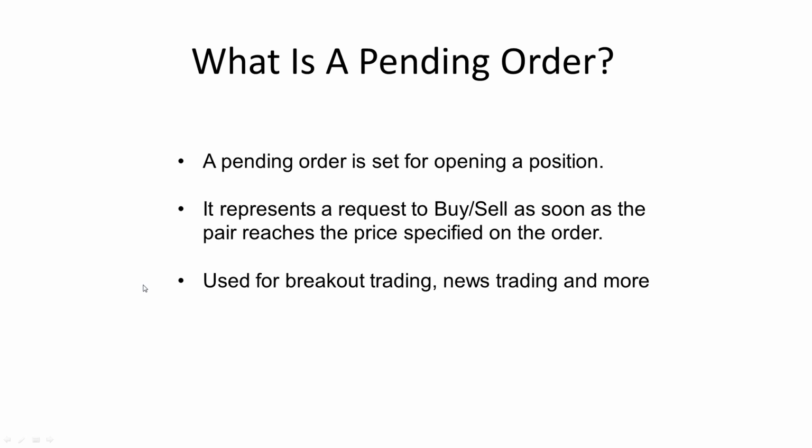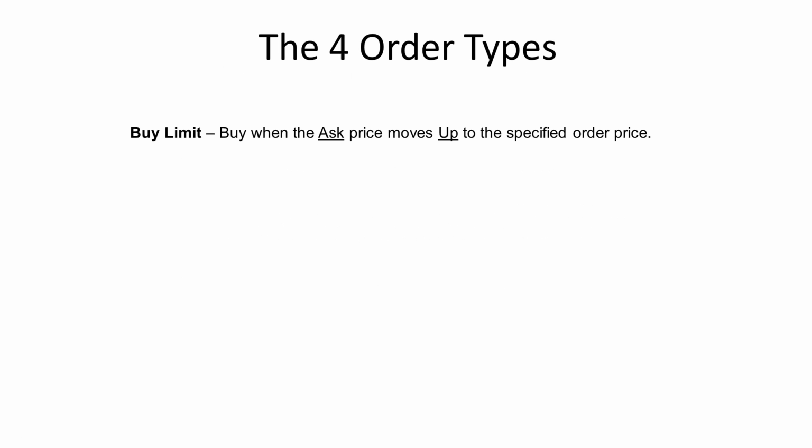Okay, so we'll be looking at some strategies on that a little bit, but before we do that, let's talk about the 4 different order types. First one you have when you're buying is a limit order. Okay, so some traders confuse limit orders with the take profit for a trade. So this is different. We're talking about a buy limit pending order. So this is where you buy when the ask price moves up to the specified order price. Okay?